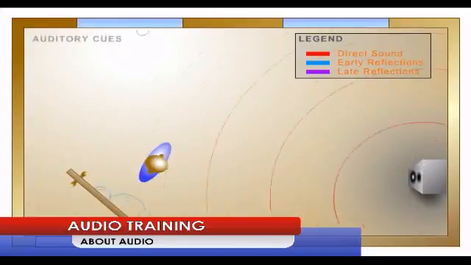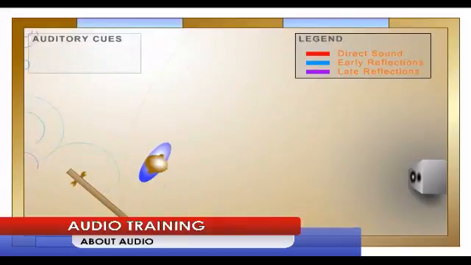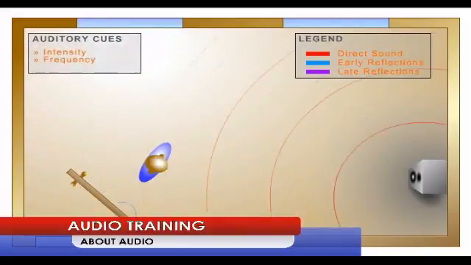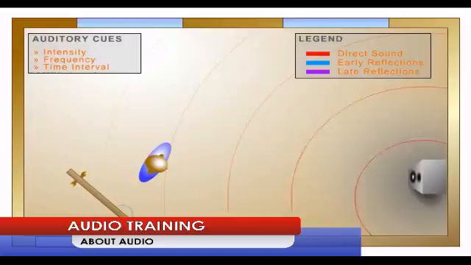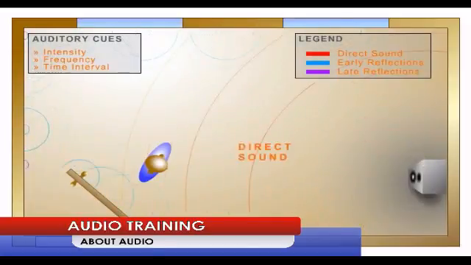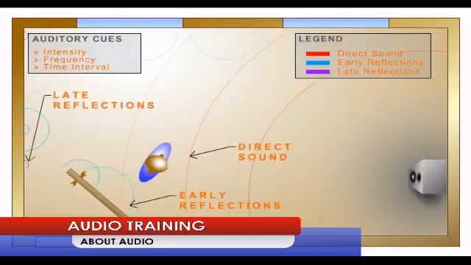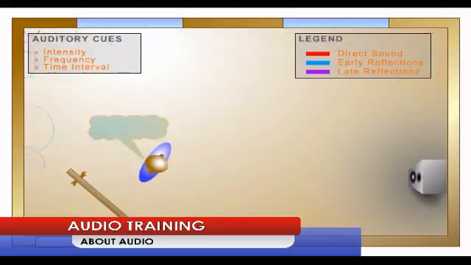Auditory cues for the perception of the size of a space include sound intensity or loudness, frequency, and time arrival. The brain measures differences in time, energy, and frequency between direct sound and the early and late reflections of the sound to distinguish size.